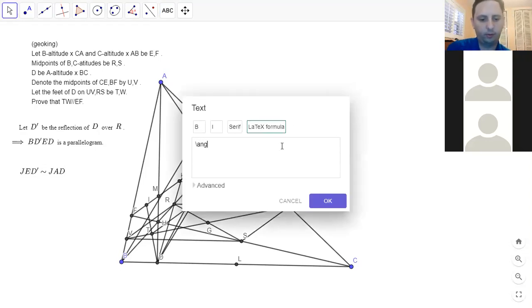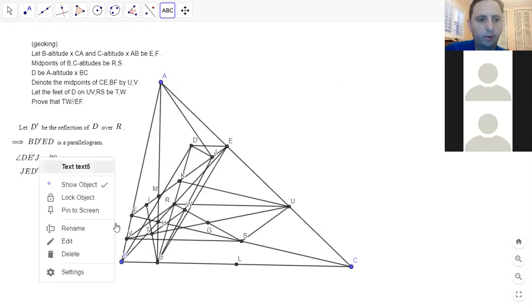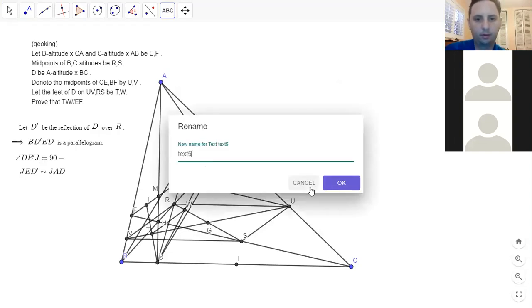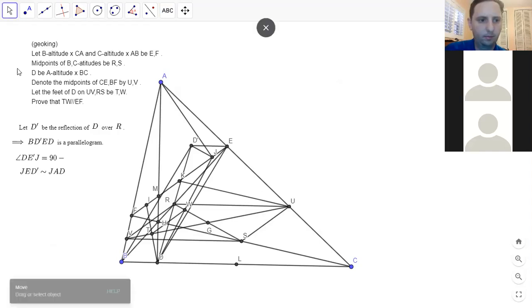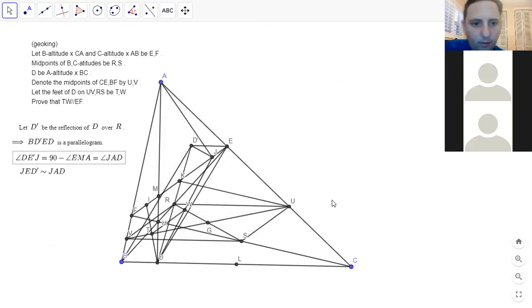So first we have angle DE'J equals 90 minus angle EMA, which is equal to JAD. Okay, so that's one of the angles.